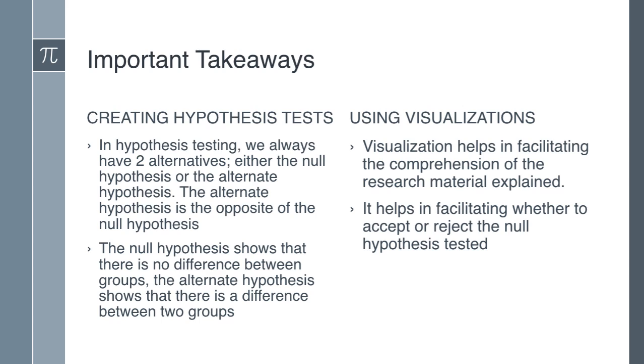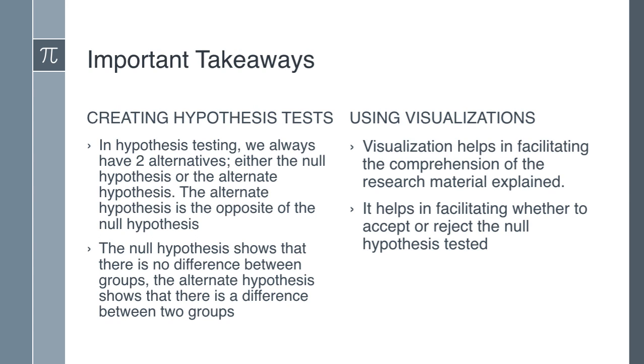The second lesson I learned is, the null hypothesis usually shows that there's no difference between the groups and the population. And as we have explained before, the alternate hypothesis will be exactly the opposite. So the alternate hypothesis shows that there is a difference between the two groups and the population.